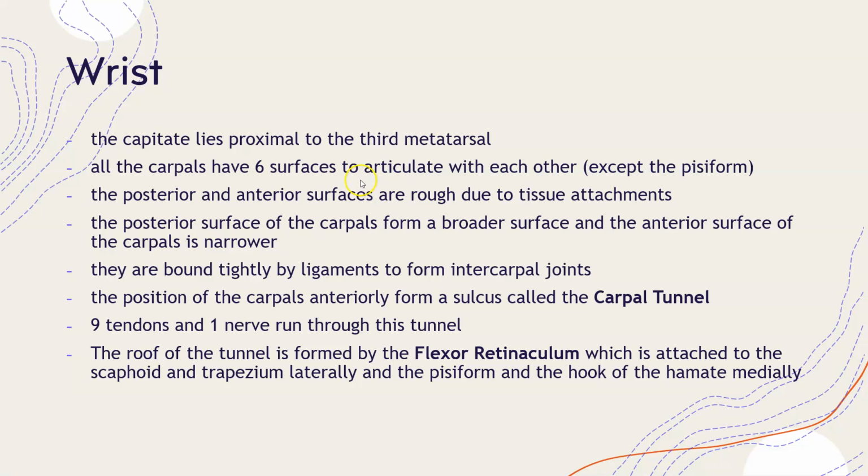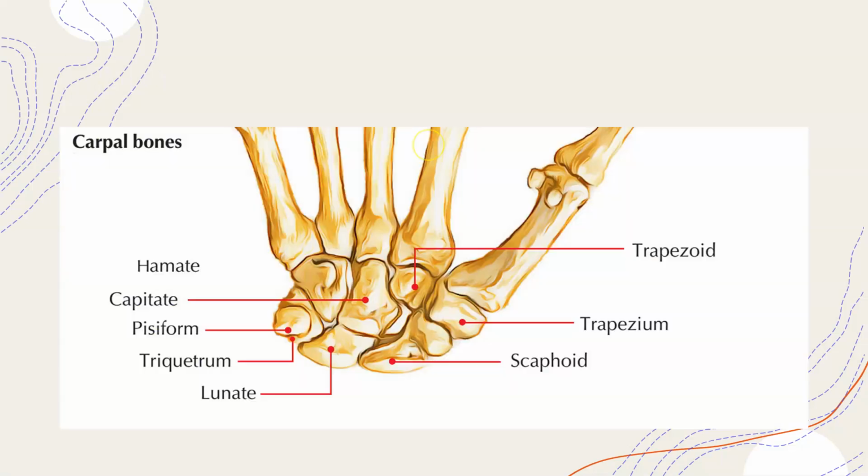All the carpals have 6 surfaces to articulate with each other, except the pisiform. Remember, there's 8 altogether. They're cuboidal in nature from the bone shape. If you remember a cuboid bone, it has 4 surfaces for articulation and 2 surfaces for muscle or ligamentous attachment. The posterior and anterior surface are rough because of these tissue attachments. The posterior surface, think again of anatomical position, forms a broader surface, and the anterior surface of the carpals is narrower.